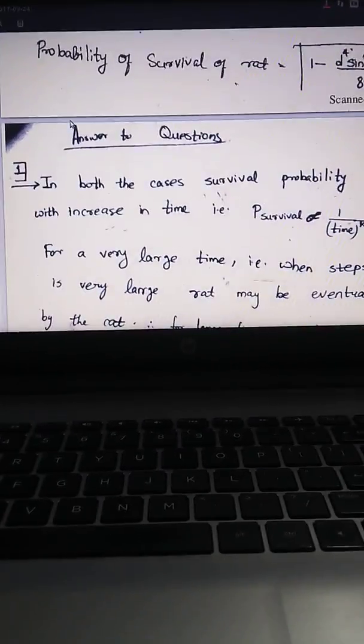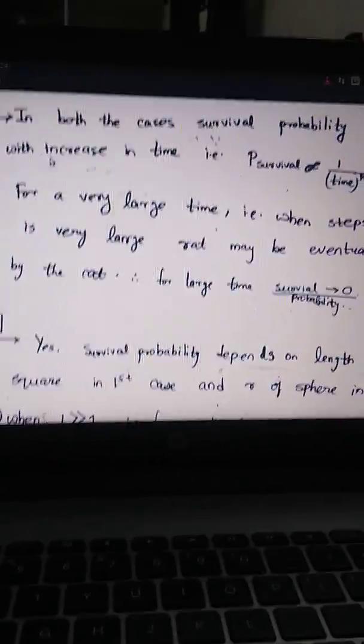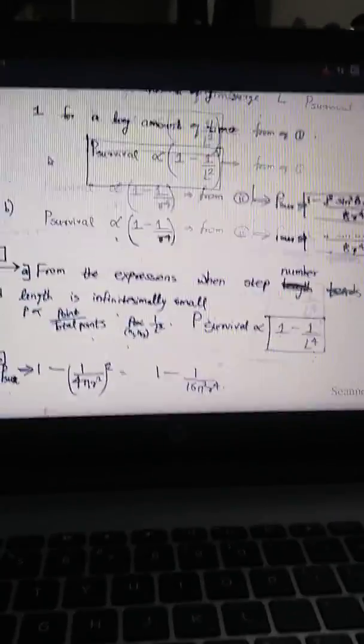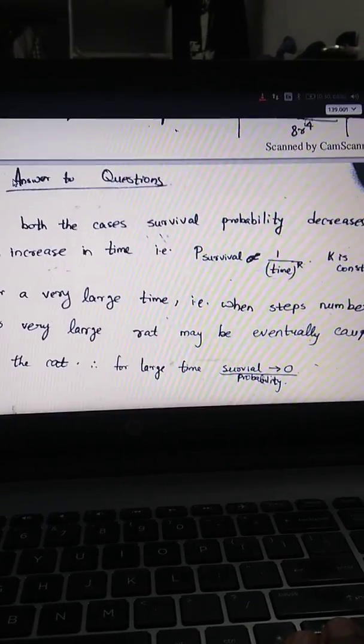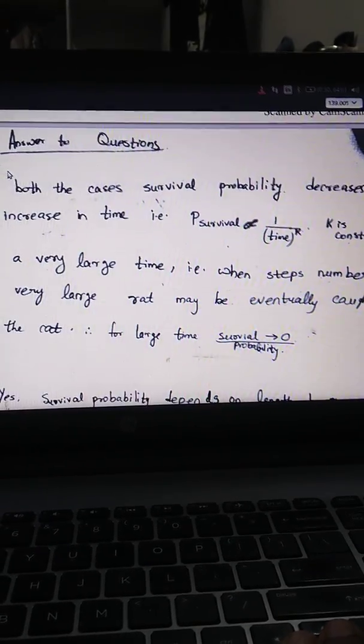For a very large time, we know that eventually, no matter how small the probability is or how big the grid is, the cat will meet up with the rat and eat it. So the probability of survival will tend to zero for a very large time.